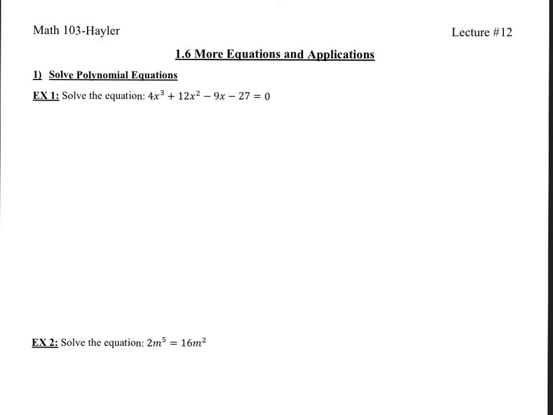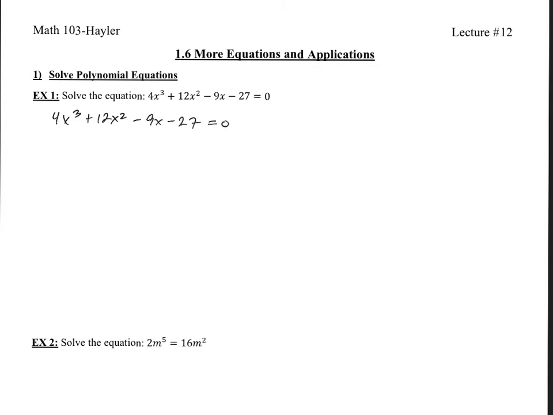Alright, this has 4 terms and I'm asked to solve. And it all has the same variable. So I'm going to treat this like the zero factor property and see if I can factor this. Now there's 4 terms. What ways do I have for factoring a 4-term polynomial? Well, I have grouping. So let's go ahead and do that with grouping.